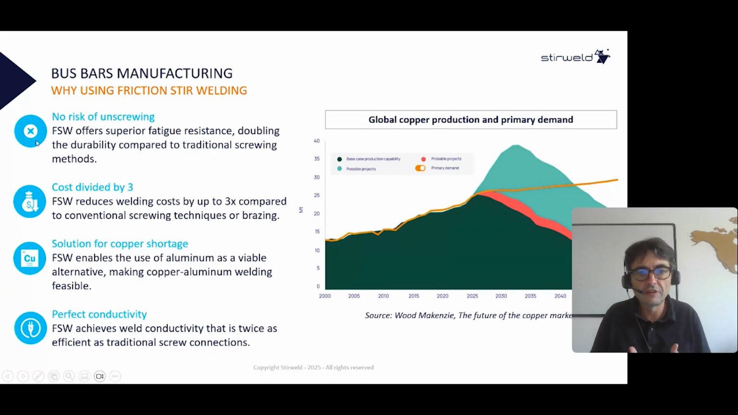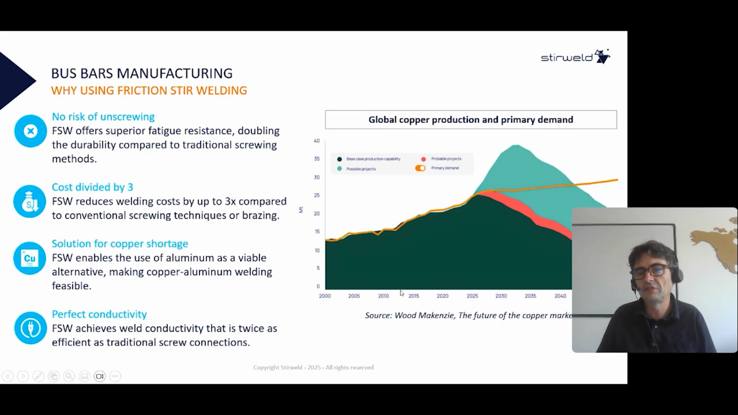The second pain point solved by friction stir welding is to reduce the cost. Roughly, friction stir welding reduces the assembly cost by 3 times compared with conventional screwing techniques or brazing. Why? Because friction stir welding is easier and faster. The following pain point is the copper shortage.